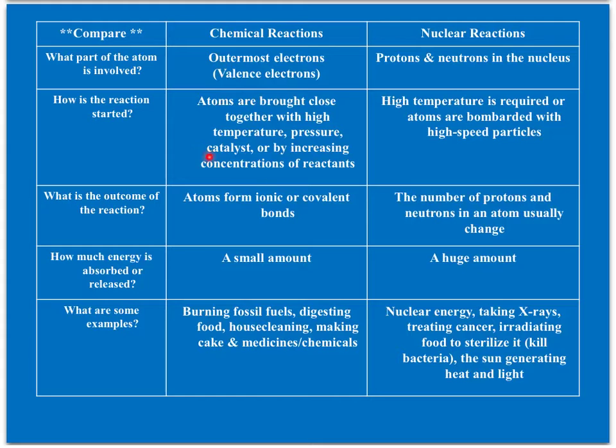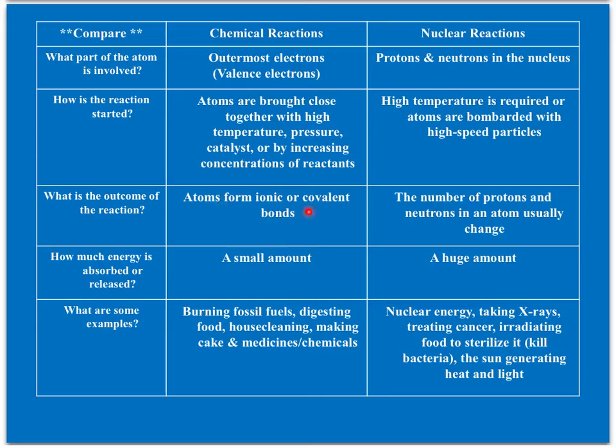So atoms are brought close together, sometimes with high temperature, pressure. We use that catalyst, like platinum, and only in that one example we have yeast making oxygen. Or we can increase the concentration of the reactants, more ingredients.